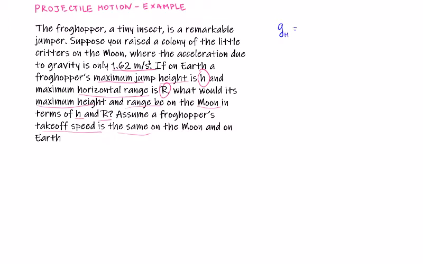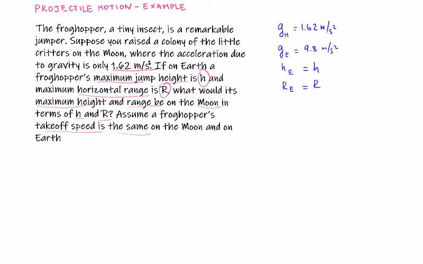G on the moon equals 1.62 meters per second squared. Maybe it's important for us to also write G on the Earth equals 9.8 meters per second squared. And then it says on the Earth, maximum height, so I'm going to call it H max, equals H, and the maximum horizontal range on Earth equals R. So I'm going to take the subscript of maximum and put the H Earth in here.